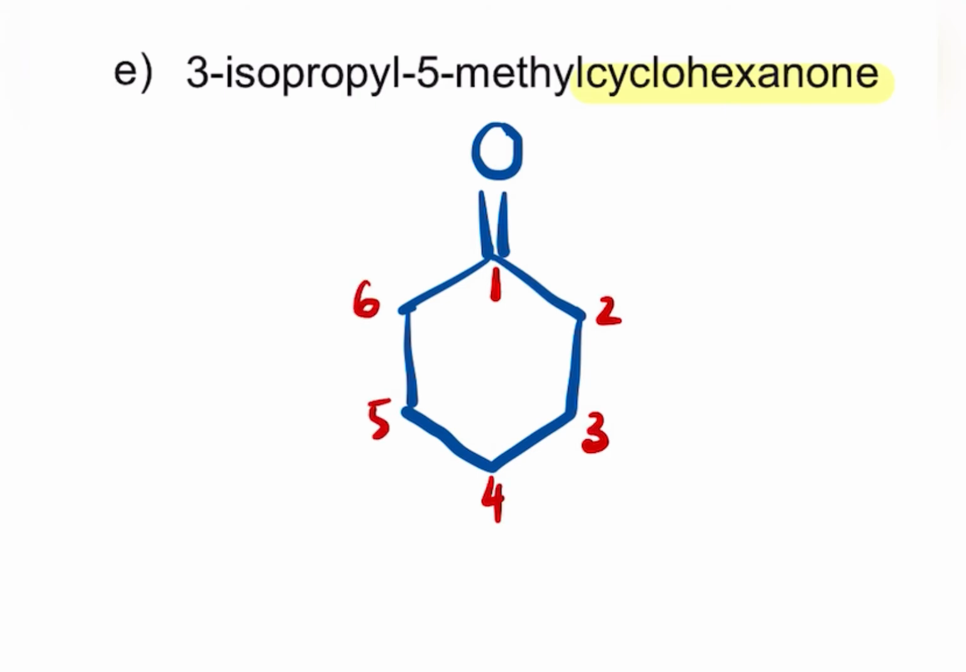So this is the numbering, and after that I'm going to draw at carbon number 5, you have 5-methyl. So I put methyl here, put the bond, CH3, and at carbon number 3 I got isopropyl. So put the bond and then the other branch. So this is the structure for E.